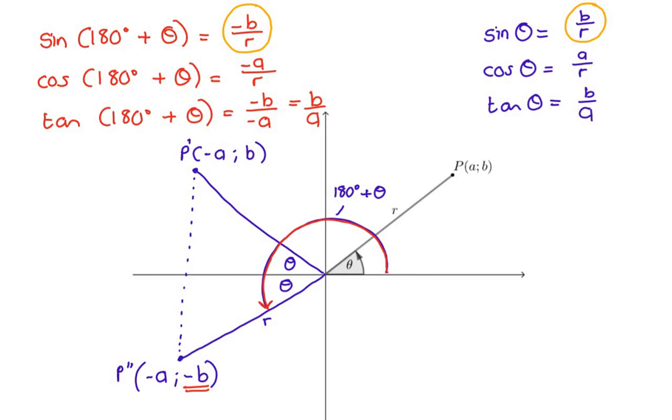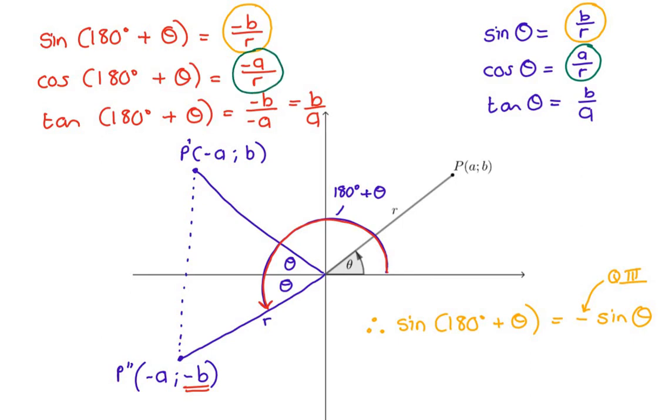So what's my first conclusion I can make? I can make the conclusion that sine of 180 plus theta is the same as sine theta because they're cousins, but it's the negative version. Now that makes sense because we're working in quadrant 3, and I know that sine is negative in quadrant 3. So this negative is arriving because we're looking at quadrant 3. Right, let's look at our next relationship. Cos is a over r when you're talking about theta. When you're talking about 180 plus that same angle, it'll be the same ratio but the negative cousin.